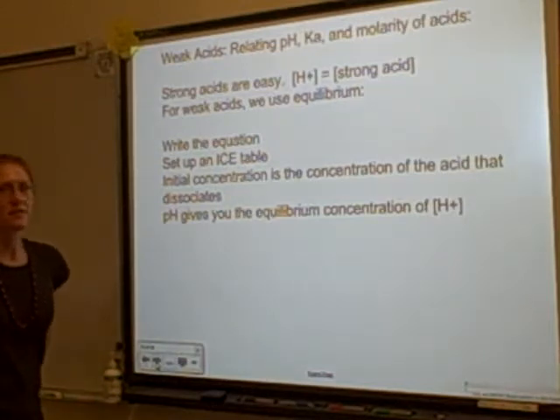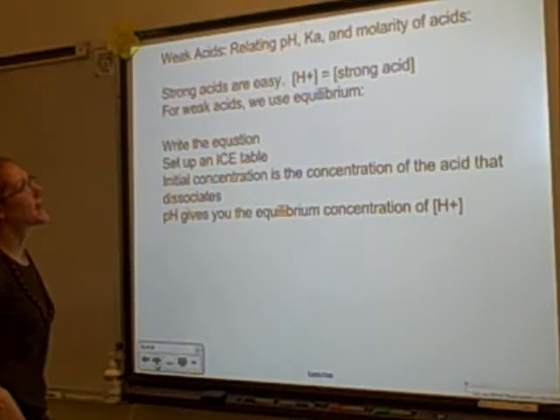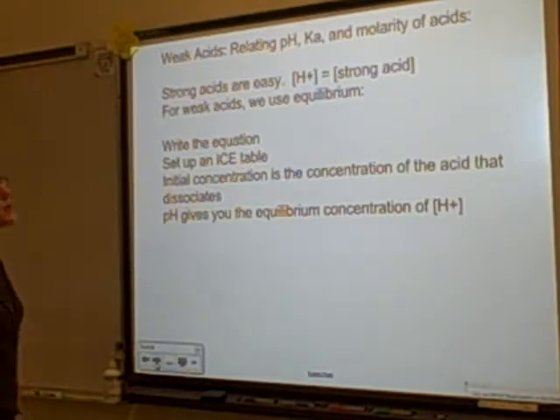Your Ka is always going to be your products over your reactants. Leave out solids and liquids. So here we go. For weak acids, what we're trying to do is relate the pH, the Ka, and the molarity of the weak acid. Those are the three things we're relating.